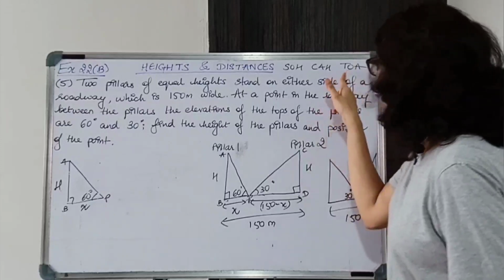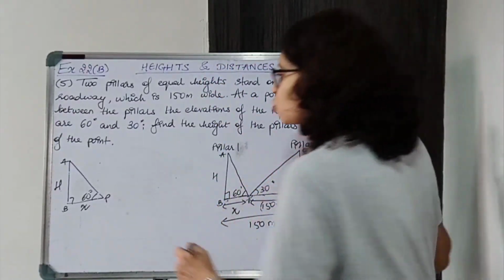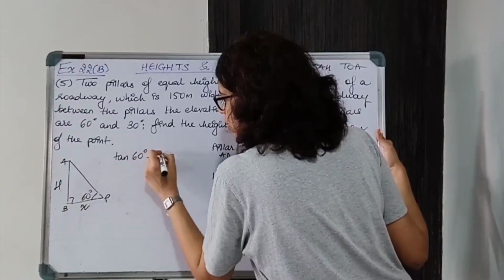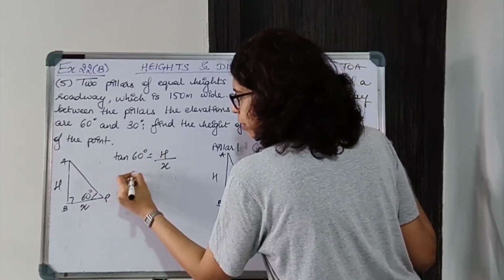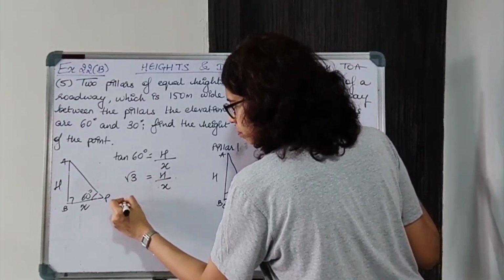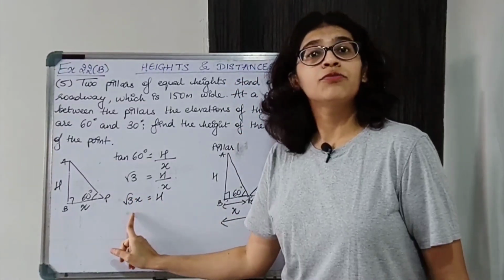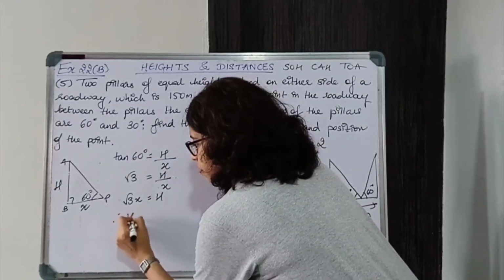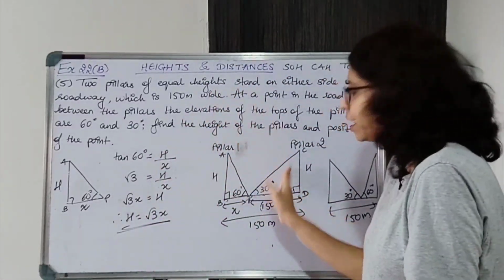Opposite and adjacent come in tan, TOA. Tan of the angle gives you opposite upon adjacent. So you will take tan 60. The angle's opposite is h, adjacent is x. Tan 60 from the table you get root 3. So root 3 equals h upon x. Shift this: root 3 into x is equal to h. So you are getting h in terms of x. h is root 3x. Okay, this is important. Now you can use this for the other triangle.